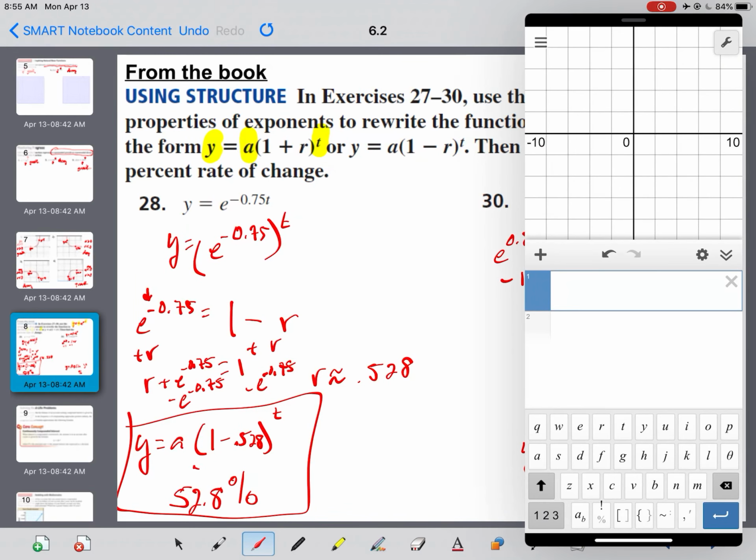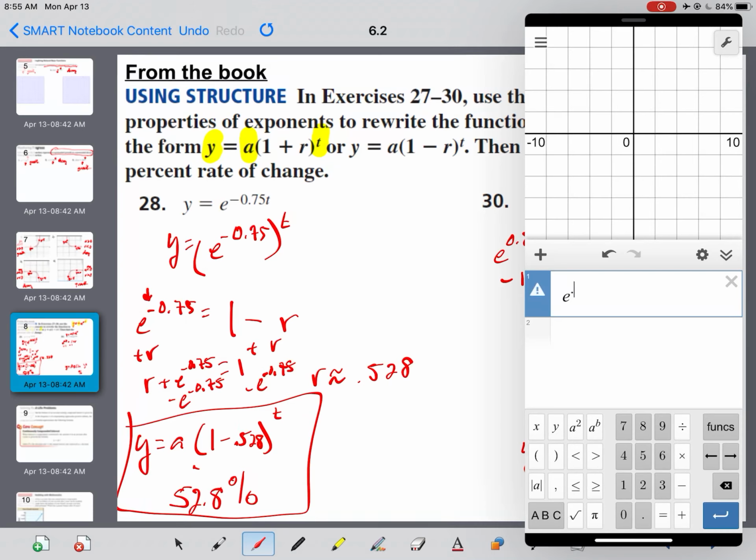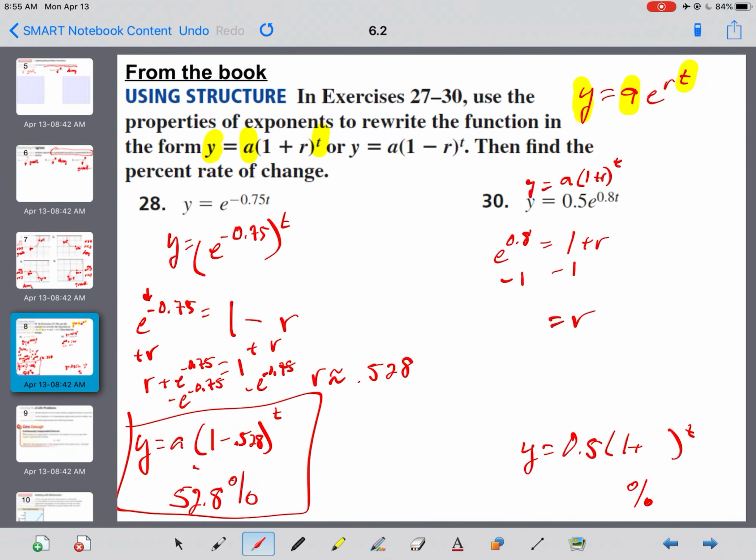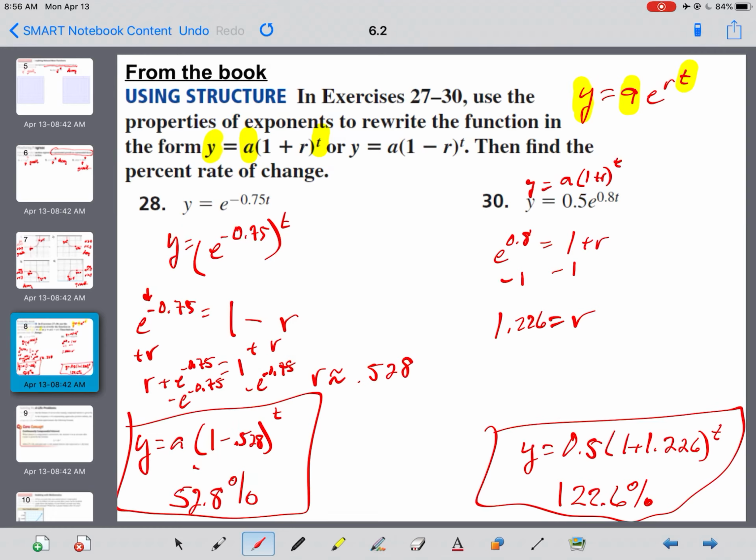Actually, we can just go ahead and round it, probably, is what we'll do. So let's do e to the 0.8 minus 1. 1.226. So r is 1.226. Let's rewrite that: 1.226 to t. So that's 122.6%. And that's what growth would be.